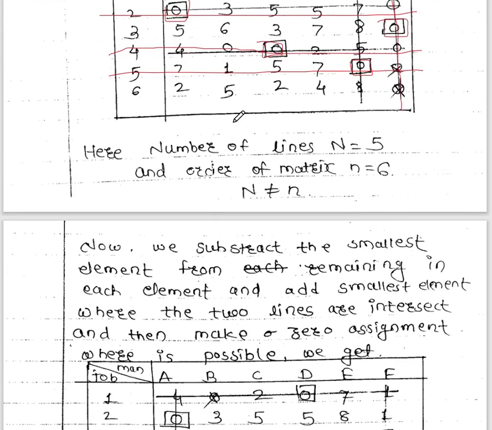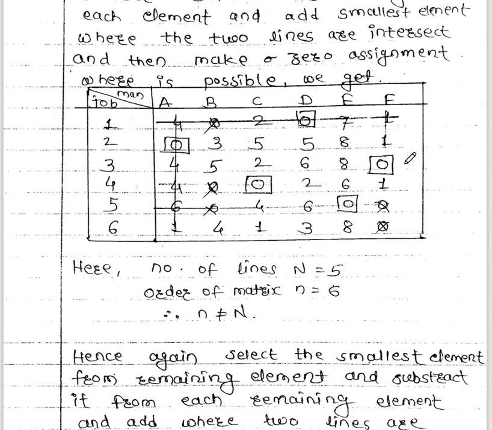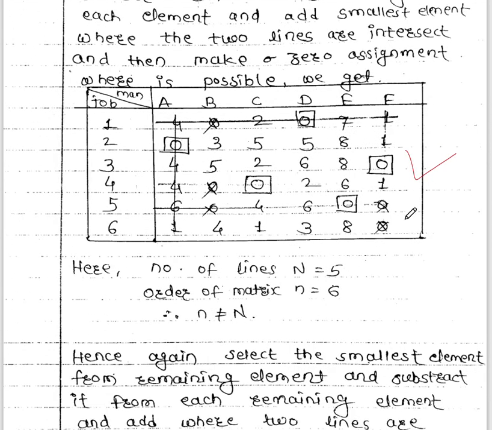Here the smallest element is 2, so we will subtract this smallest element 2 from the remaining elements 5, 6, 3, 7, 2, 5, 2, 4, and here we will add 2, here is 7, here is 9, here is 2 and here is 2, and here is an 8. In this way we will get this table after subtracting the smallest element from each element.